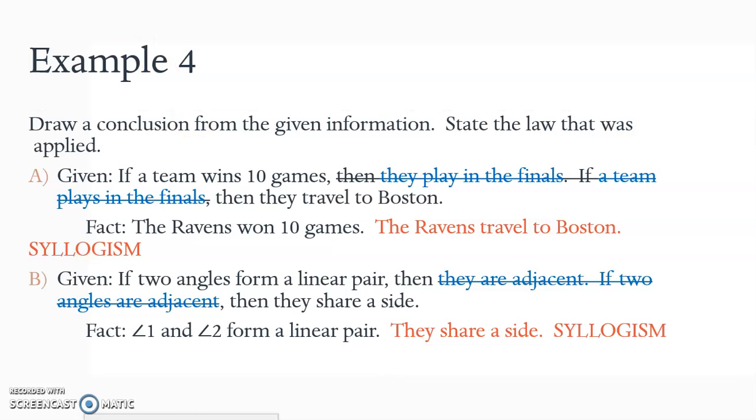Now we did two examples of syllogism, but if you wanted to do detachment, if you wanted to recognize detachment, just know that they would only give you one conditional statement instead of two, and then you could recognize a detachment example.